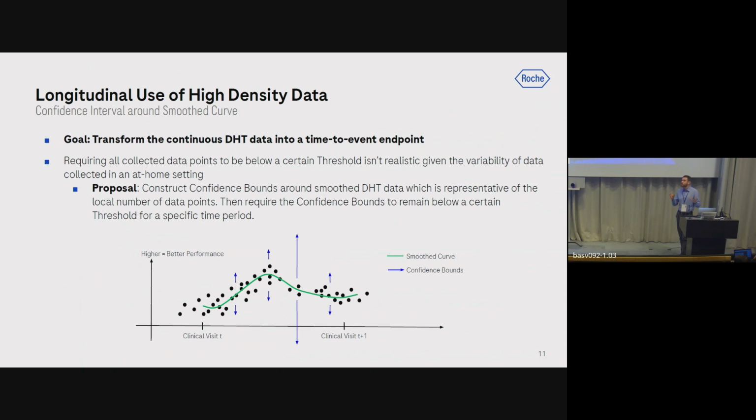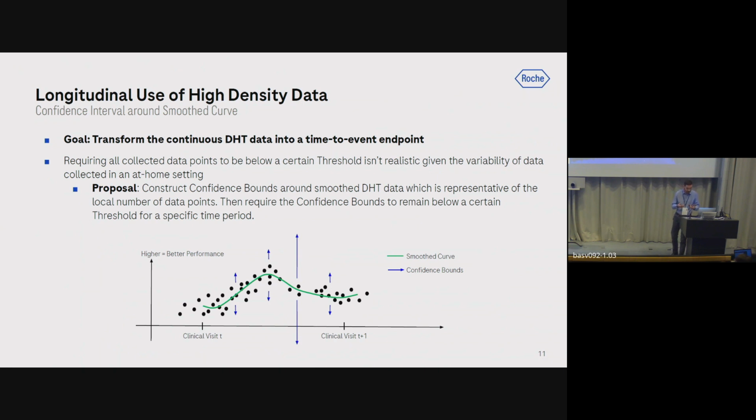If you would think, okay, we just say at one point of time, all the data points are below a specific threshold, all good. Well, yes, but with the variability of data collected in a home setting while using their phone, the variability is quite high. So asking for absolutely all data points to be below a specific threshold is just not realistic. So we need to construct something with these data.